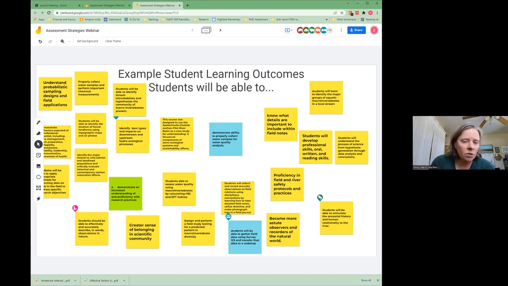Would anyone like to describe the context for their student outcome? I'm also happy to pick my favorites when I look at the ones that I have in here, but does somebody want to talk about why they have that particular outcome for their field class or lesson that they do or are thinking about designing? Okay, good, because now I get to pick on the ones that I was interested in myself. So I was very interested in the students will be able to articulate the ancestral history and human relationality to the river. Whose student outcome was that particular one?